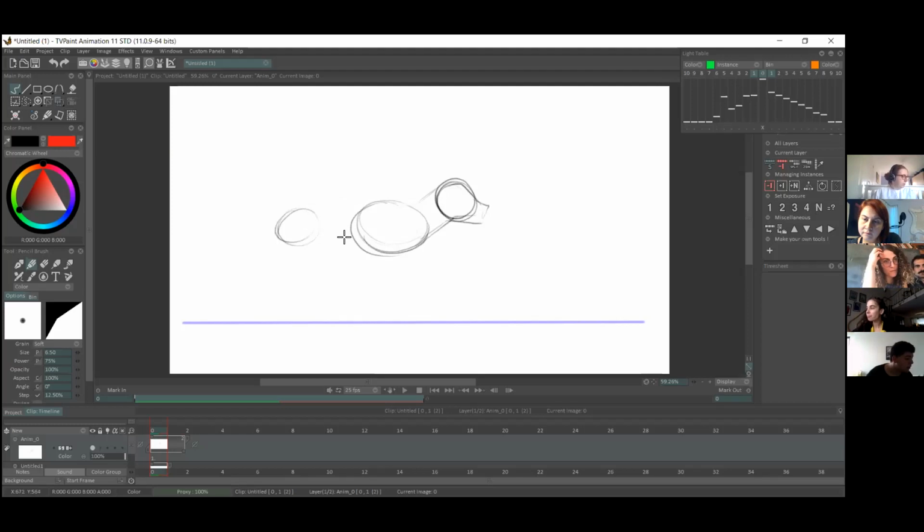So, this is passing position. What position? The shoulders are in passing position. So this is like a position between the two keyframes, the two main ones.